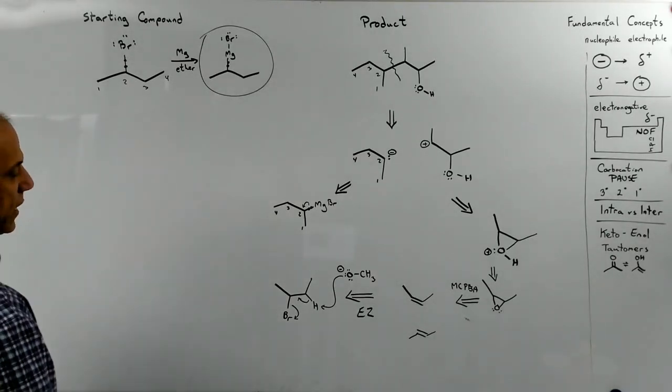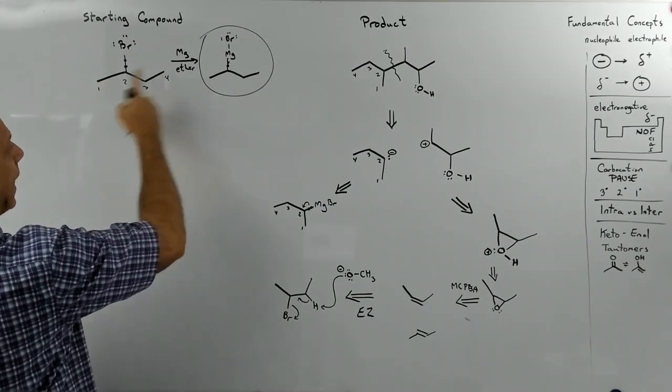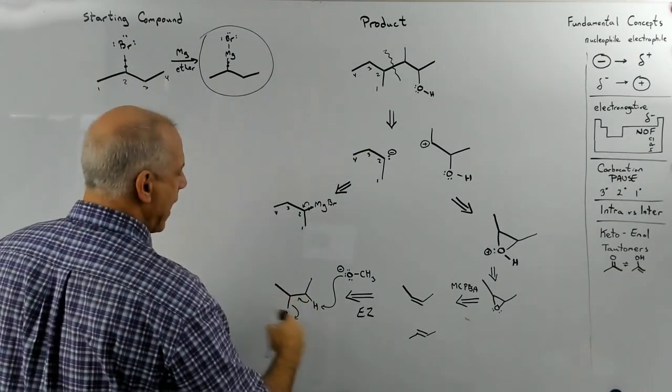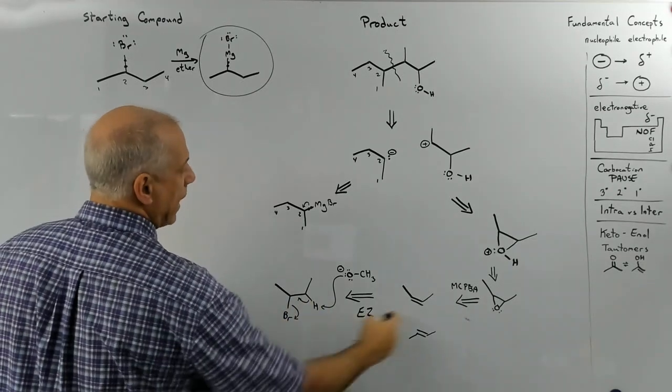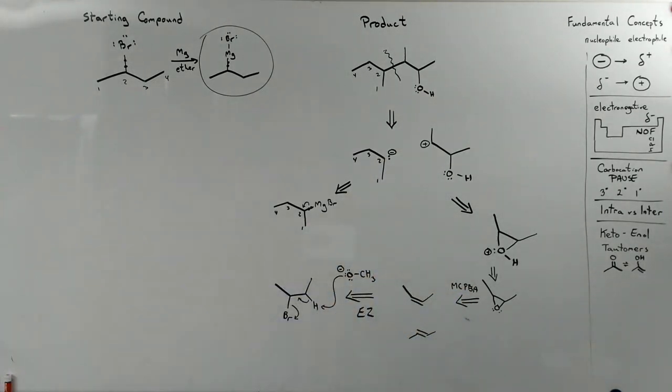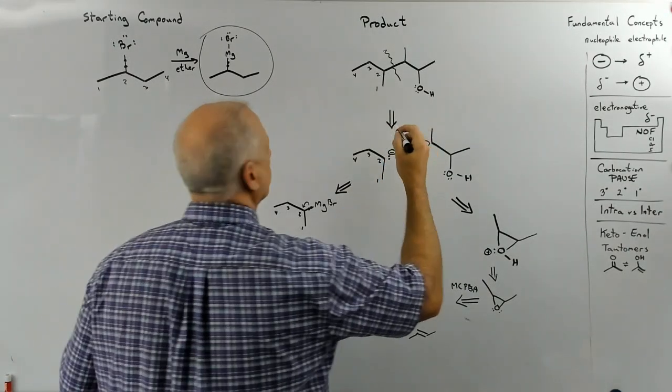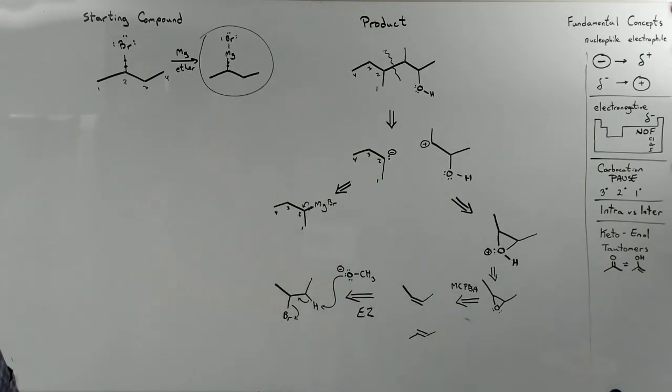So when all is said and done, we have one reaction to make the Grignard reagent, and then we have this set of reactions over here to make the epoxide, and then we put them back together there. So I guess actually technically going forward here, no, we're okay. So that's our retrosynthesis.